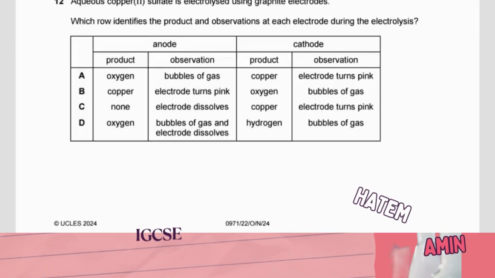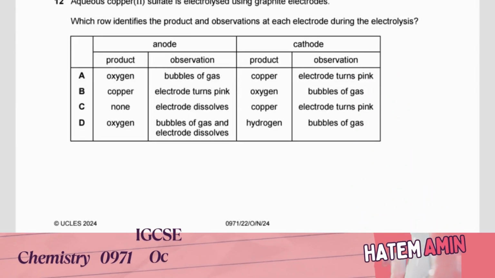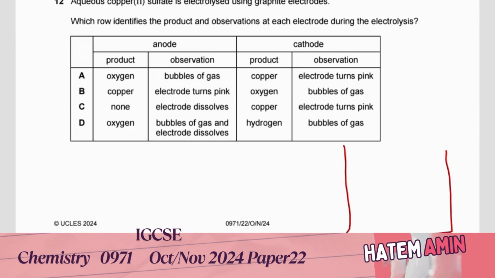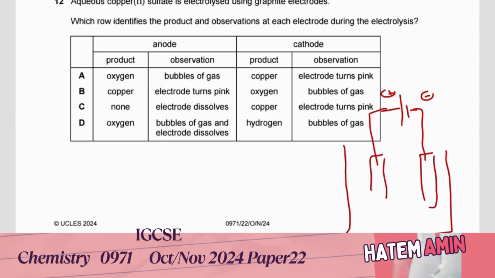The question is, aqueous copper sulfate is electrolyzed using graphite electrodes. Which row identifies the product and observation at each electrode during the electrolysis? Let's explain this question. We have here an electrolysis cell, and this is our battery, composed of negative and positive poles. Here we have electrodes. The 2 electrodes are graphite, which are inert electrodes to prevent interfering with the reaction.